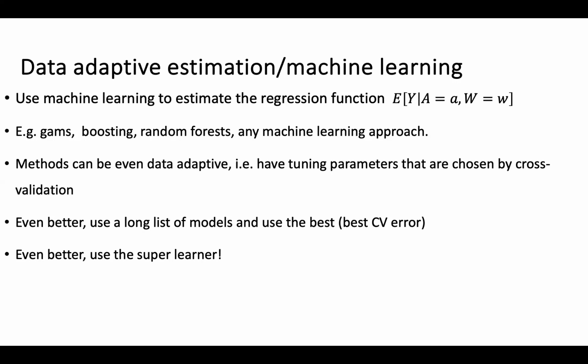Even better, you don't have to commit to any model in particular. You can put them all in a bag and use them all, with different models and different tuning parameters. You can have models that are stratified. So maybe a variable that you think is important, you can stratify by that variable. Those will represent different models and you can use them all. And you can use cross-validation to choose your best model.